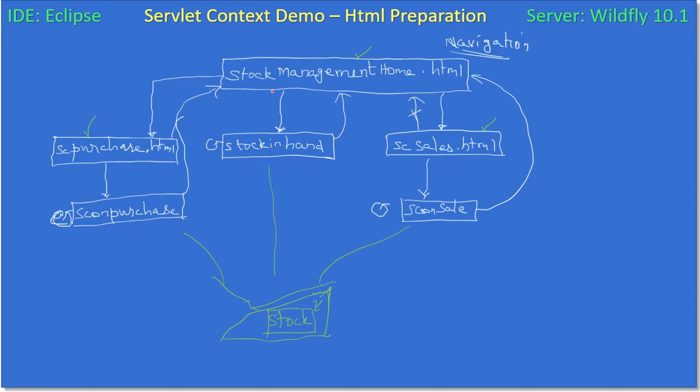So if you see in the demo, we created stock management.html. Then we created SC purchase.html. Finally, we created SC sales.html. So these servlets we will create in the next video. So when we go to this servlet creation part, you will completely understand what is servlet context.